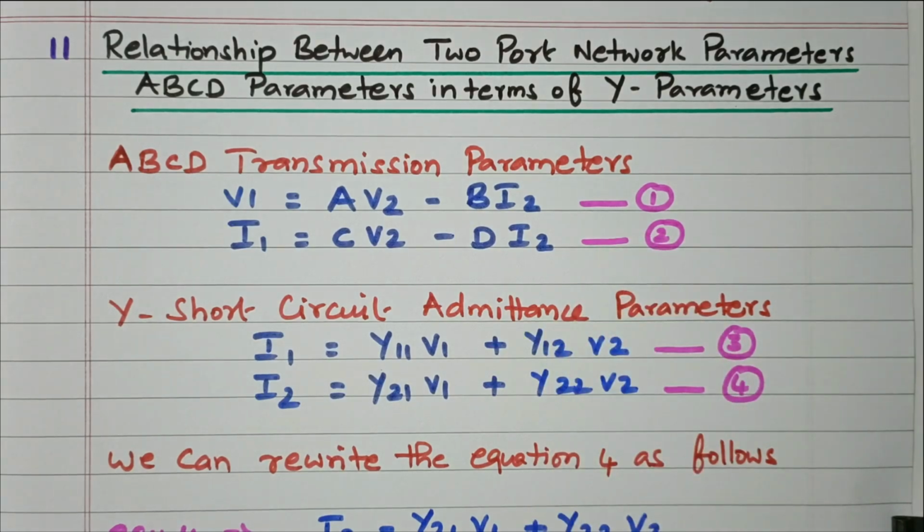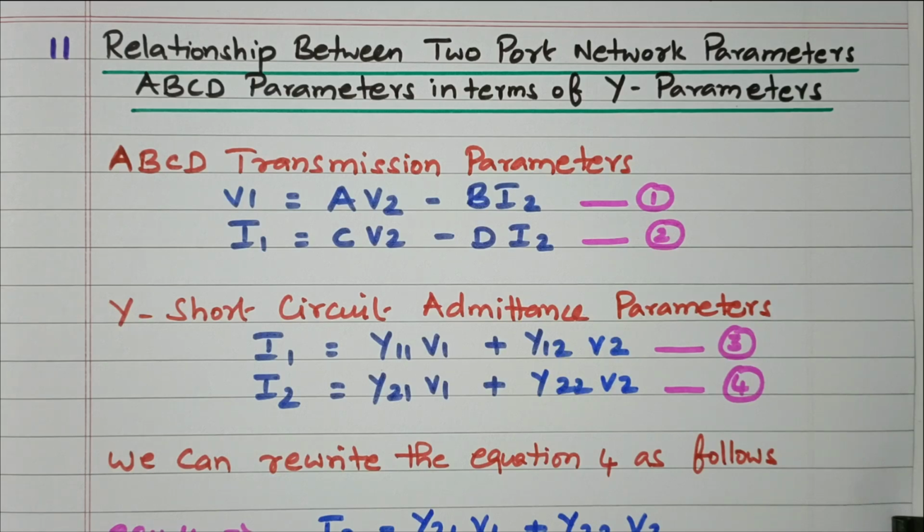Now we'll see the Y, short circuit admittance parameters. Here I1 and I2, input port current and output port current, are expressed in terms of V1 and V2, input port voltage and output port voltage. So I1, I2 expressed in terms of V1, V2. Y11, Y12, Y21, Y22 are the admittance parameters. Take these as equation number 3 and 4. Now we'll see how to get the relationship.